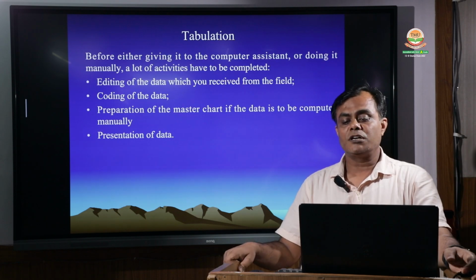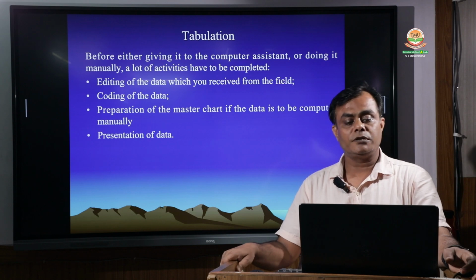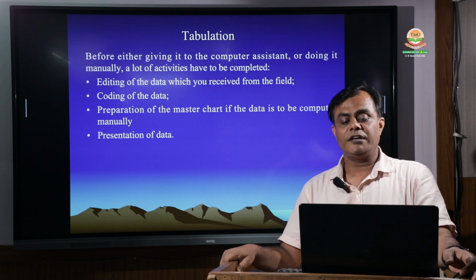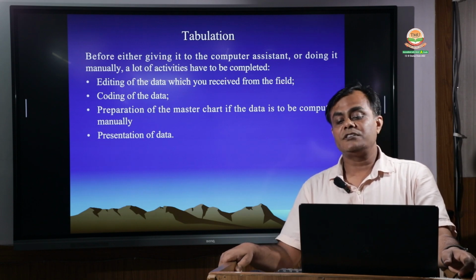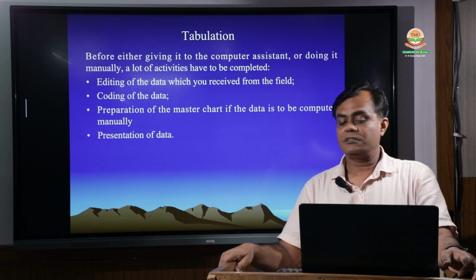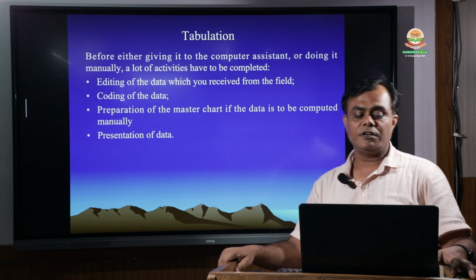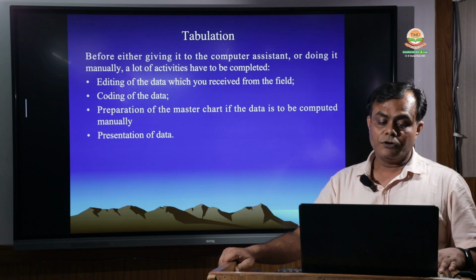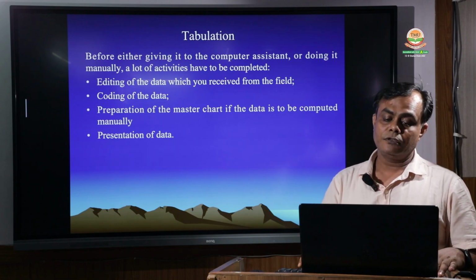Either giving it to the computer assistant or doing it manually, a lot of activity has to be completed. First, completing the editing of data received from the field, coding the data, preparation of the master chart, and the preparation of the data. So these are the activities we have to go through.